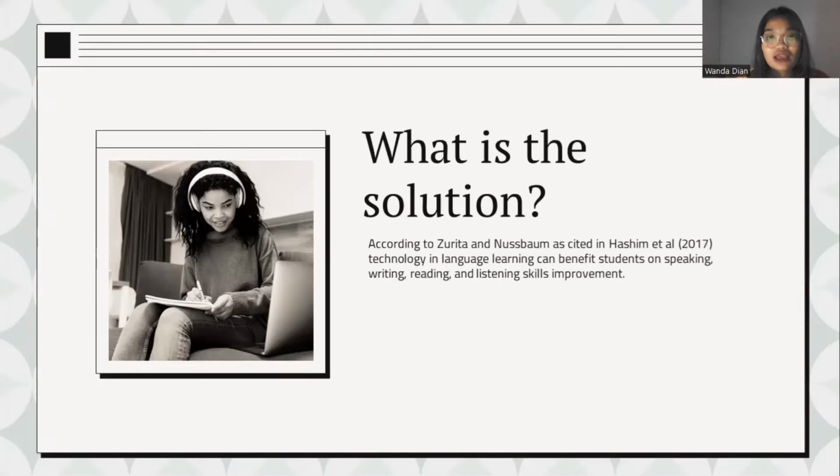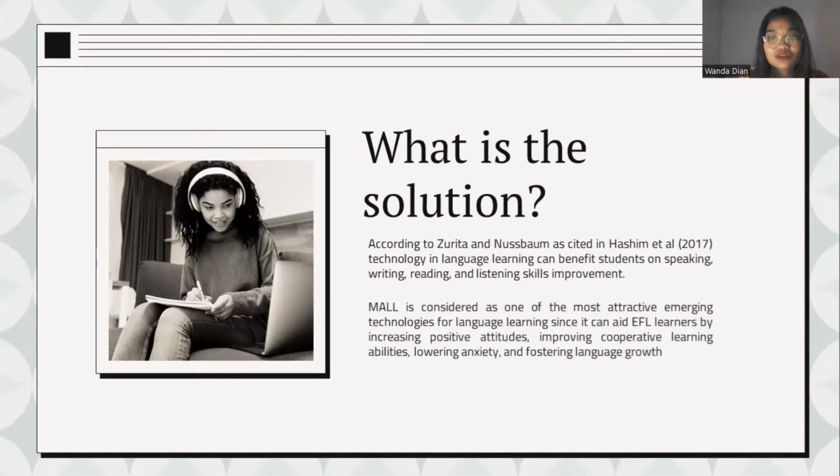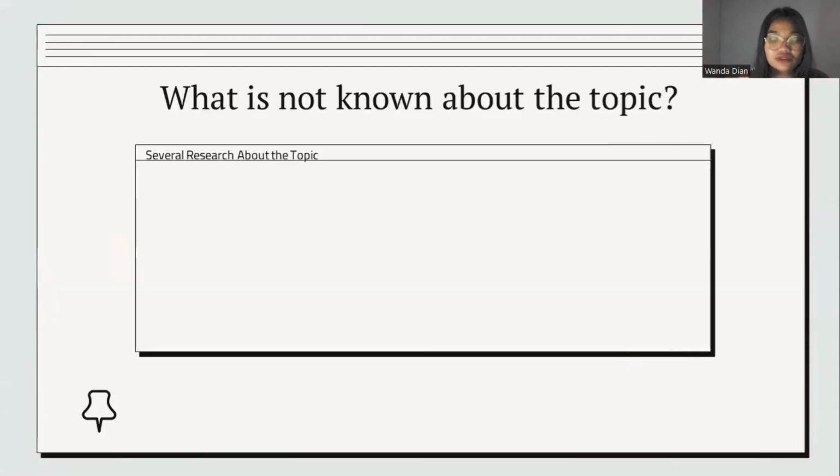MOL actually is integrating mobile devices or portable devices to assist the language learning process. MOL is considered one of the most attractive emerging technologies for language learning since it can aid EFL learners by increasing positive attitude, improving cooperative learning abilities, lowering anxieties, and fostering language growth. So due to the importance of this topic, many experts have conducted studies to review the effect of MOL, especially in the reading field.